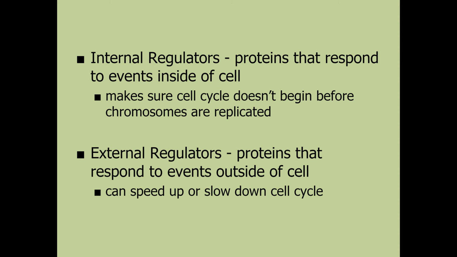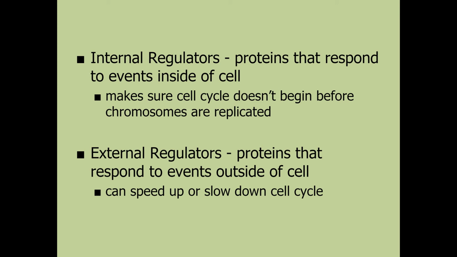So internal regulators, meaning inside, are proteins that respond to events inside of the cell. So these internal regulators are only focused on what's happening within the cell membrane, or the cell wall if it's a plant. It makes sure that the cell cycle doesn't begin before chromosomes are replicated. That's a big part of mitosis. So these internal regulators make sure that all of these parts of mitosis are happening at the correct rate, in the correct order, and stuff like that.